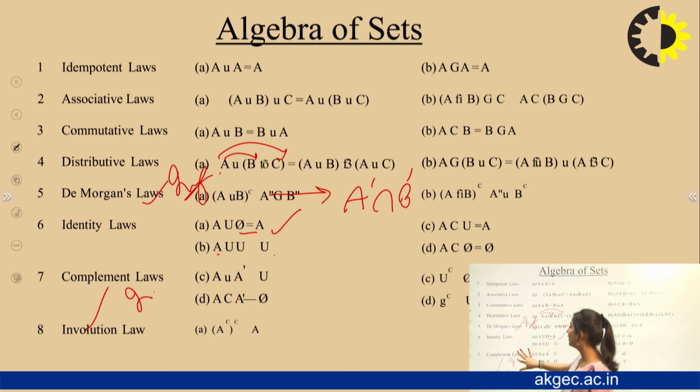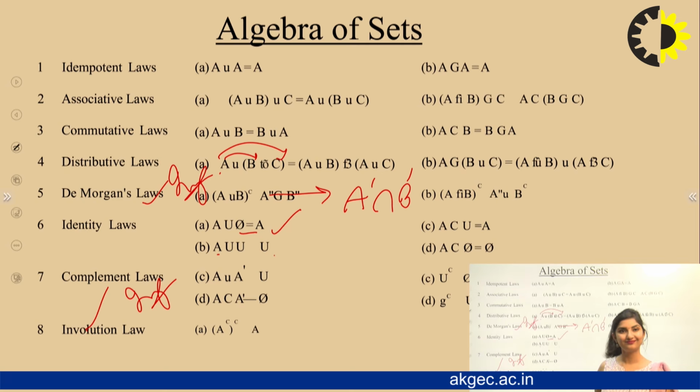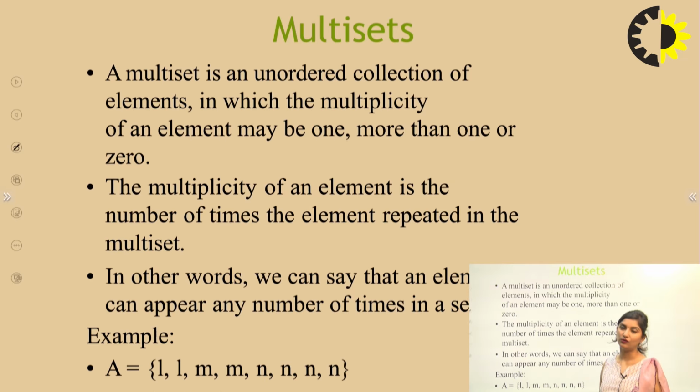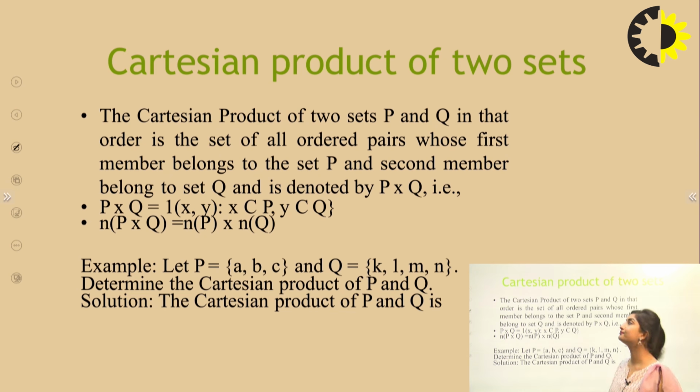This is again important. Now, multisets. Multiset is an unordered collection of elements in which the multiplicity of an element may be 1, more than 1 or 0. So these are multisets. Multiplicity of an element is the number of times the element is repeated in the multiset. For example, 1, 3, 3, 5. So 3 repeats 2 times. Whatever is the frequency of 3, 2, that is its multiplicity.